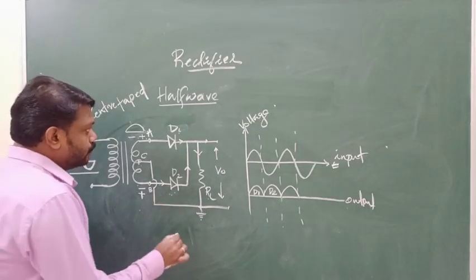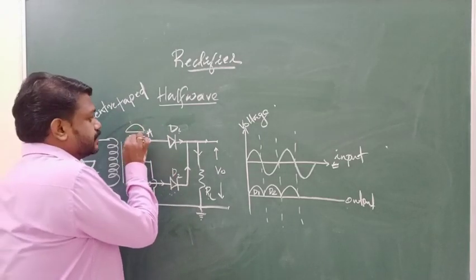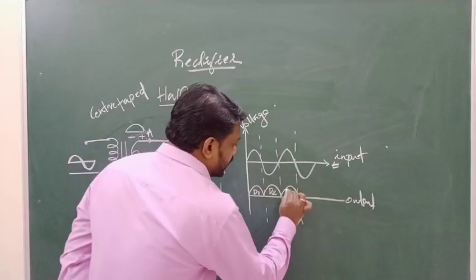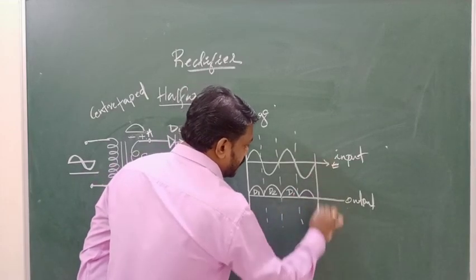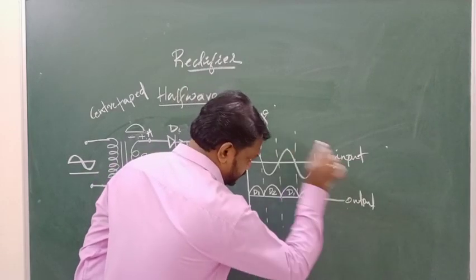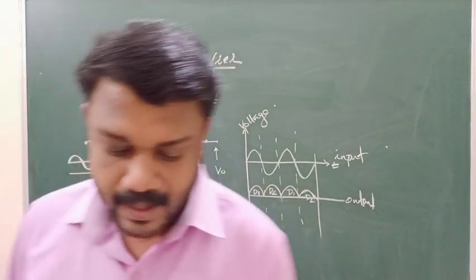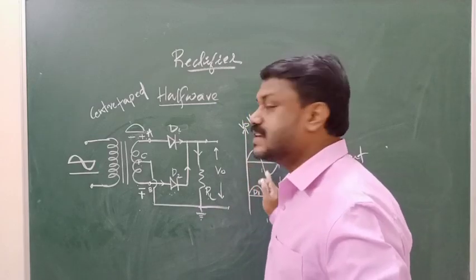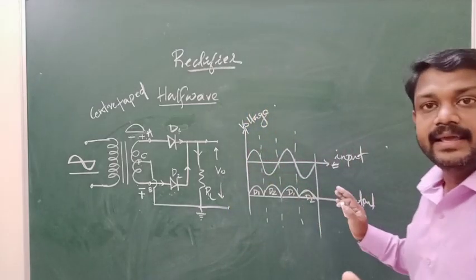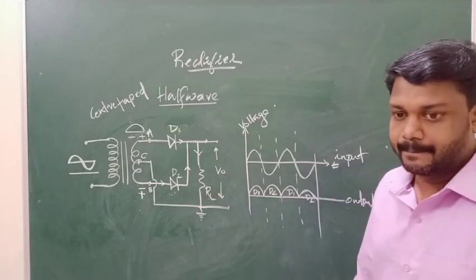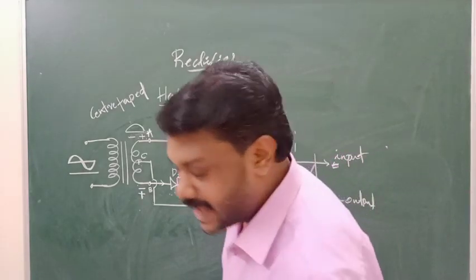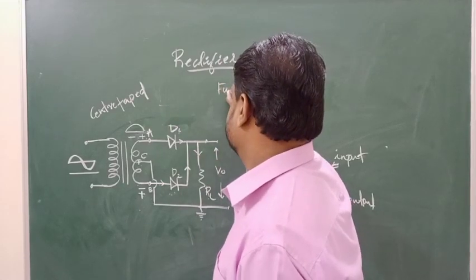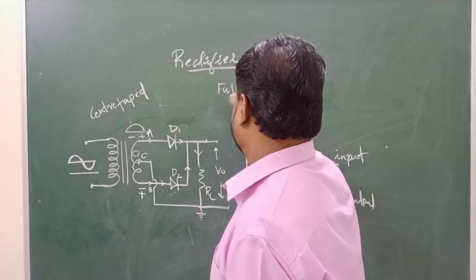Okay. Now after that the positive half cycle comes, A will become positive, B will be negative with respect to C, and D1 conducts. In the next negative half cycle, D2 conducts, which means during the whole cycle of AC, during both the positive half cycle as well as the negative half cycle, you are getting output across RL. Now you can say that it is a full wave rectifier.